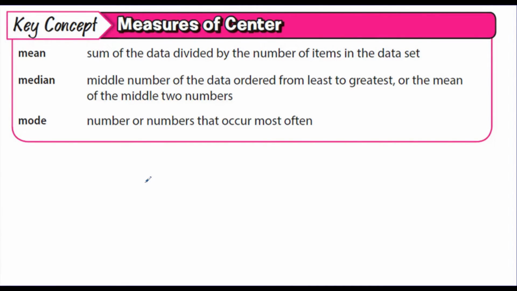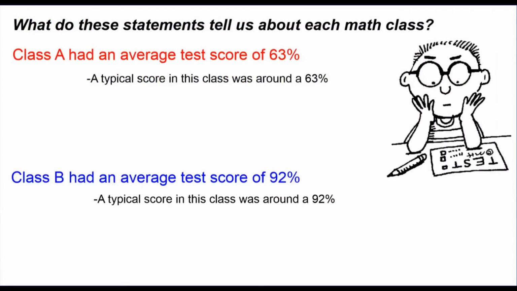Another measure of center is called the median, and this is the middle number of the data ordered from least to greatest, or the mean of the two middle numbers if there isn't one number that is exactly in the middle. And then third, we have the mode, and this is the number or numbers that occur the most often in a data set.